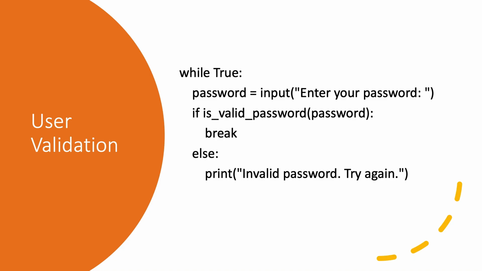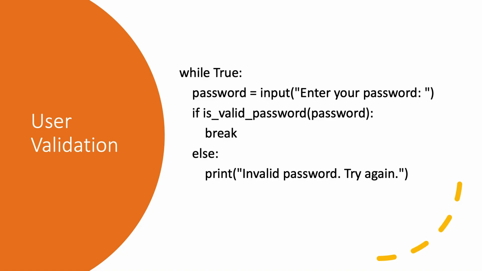This slide demonstrates a while loop in Python for user validation, specifically for password entry. So the loop starts off with the condition while True, and since True is always true, this while loop will always run at least once, until something inside of the loop breaks it.